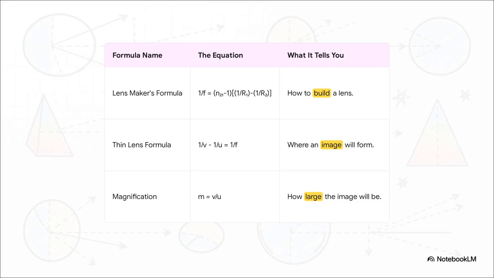The thin lens formula, that's for us, the users. It predicts where the image is going to be. And finally, the magnification formula tells us how big that image is and whether it's right side up or not. Just 3 formulas that cover the whole story, from design all the way to the final picture.